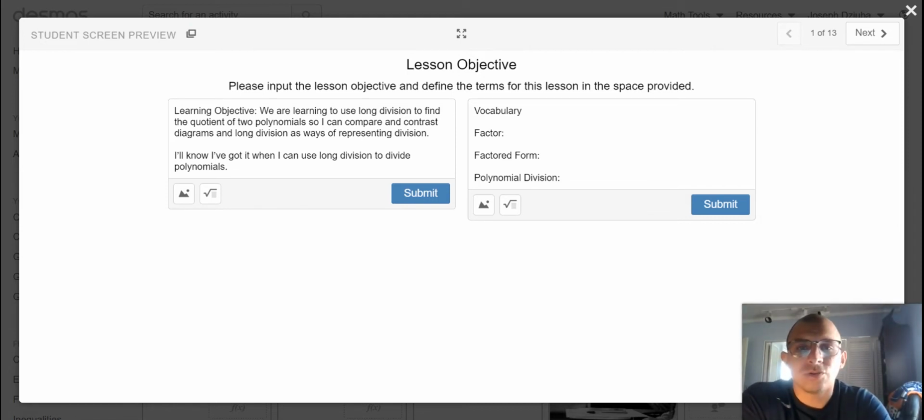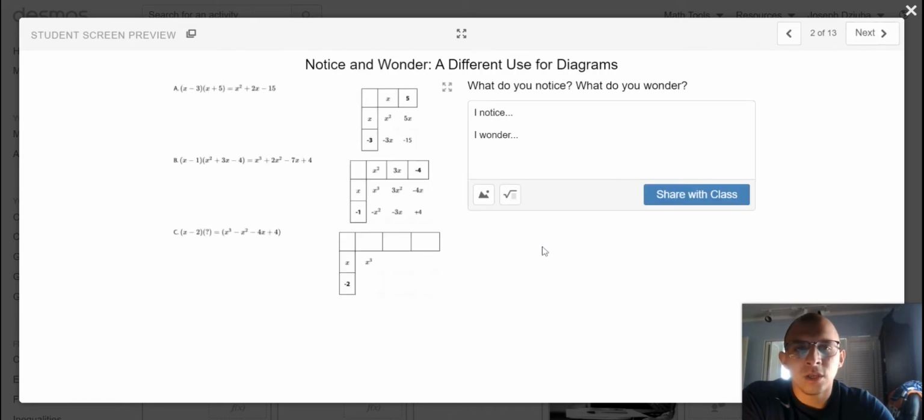So we're learning to use long division once again to find the quotient of 2 polynomials, so I can compare and contrast diagrams and long division as ways of representing division. I'll know I've got it when I can use long division to divide polynomials. So let's begin.